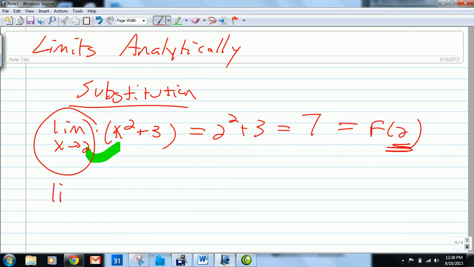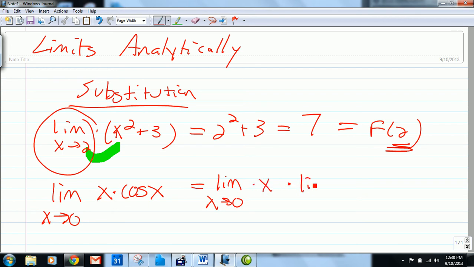What if I asked you the limit as x is going to 0 of x times cosine of x? What do you think? Yeah, great idea. Let's split it up. So maybe that's the same as the product of their individual limits: the limit as x is going to 0 of x times the limit as x is going to 0 of cosine. Now I'm going to put a little asterisk here because that won't always work. Bonus points tomorrow if you can think of a case where you cannot split up the product into the product of two individual limits. Think about that.